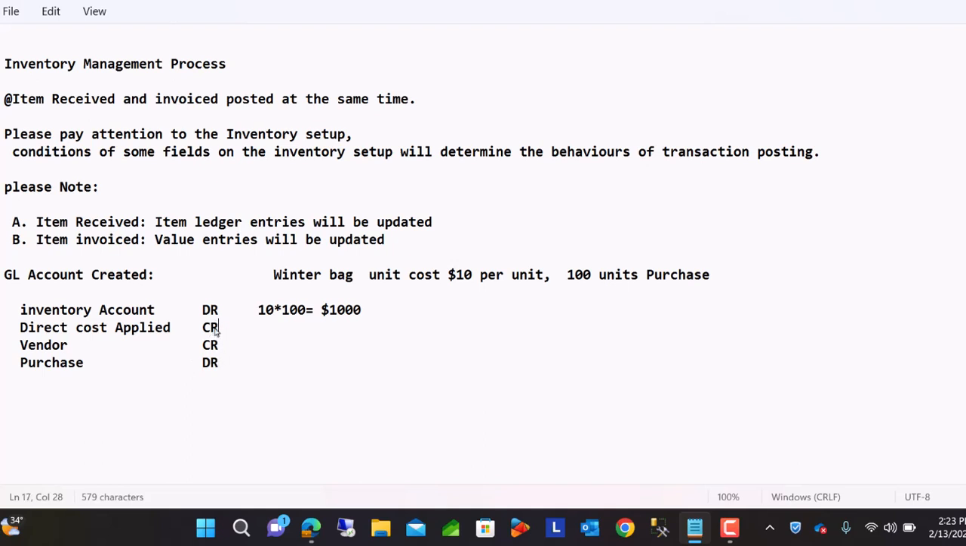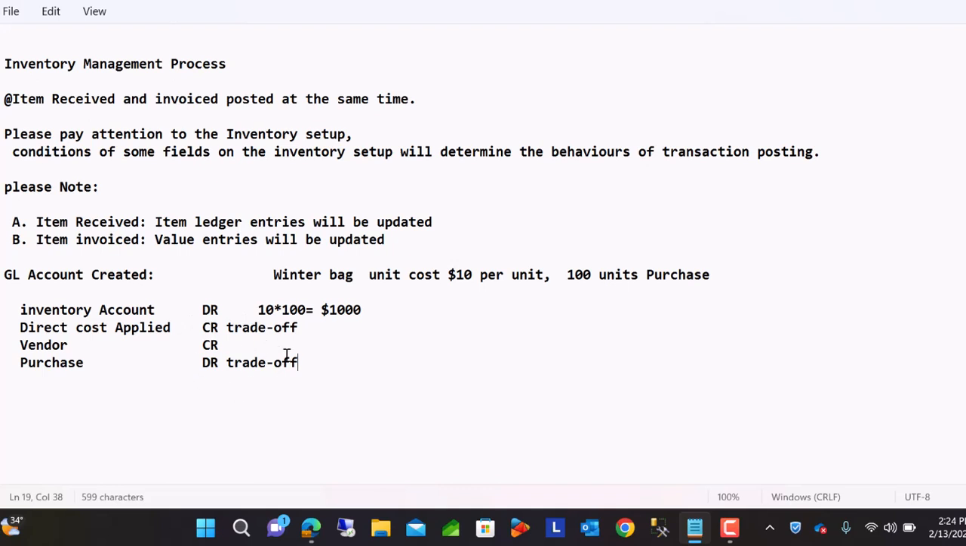You can see that the value being credited here will be the same value that will be debited, meaning that both of these accounts are trade-off accounts, because what is important in our books is that our inventory is being debited and the vendor is being credited. These are what will eventually happen. The direct cost applied account and the purchases account are trade-off accounts, meaning that both of them will be zero.